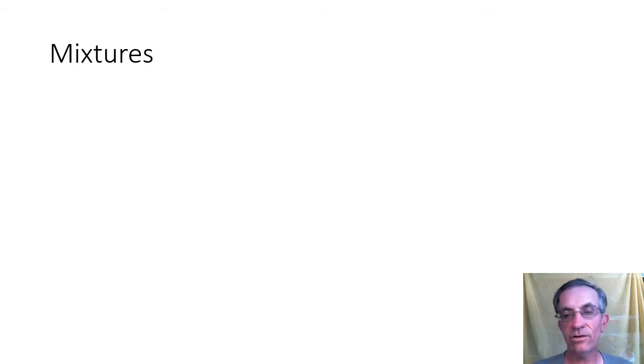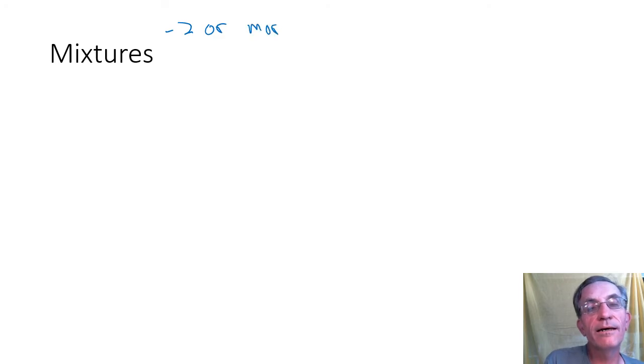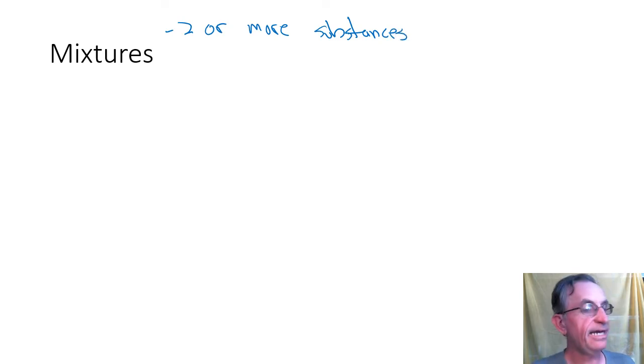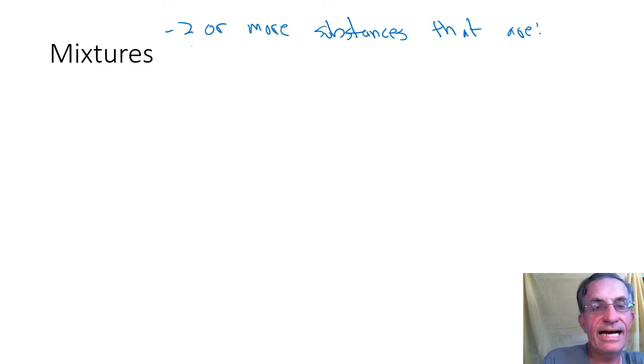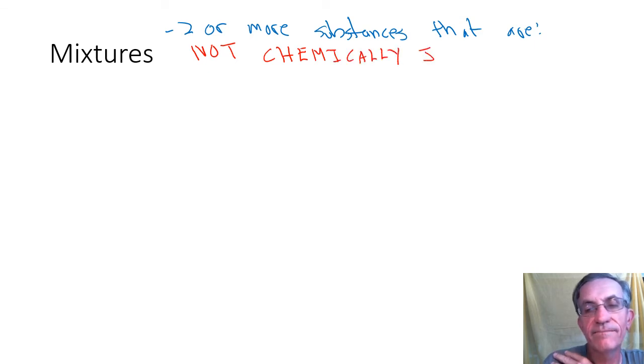Okay, so our last category are mixtures. So what the heck is a mixture? Well, let me define it again, and then we'll look at some examples. So a mixture is two or more substances that are not chemically joined together.